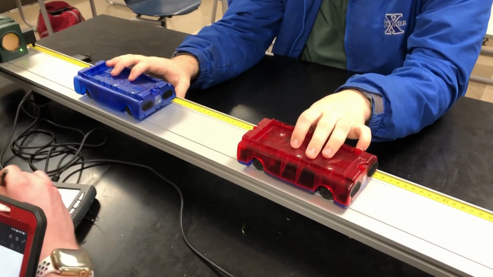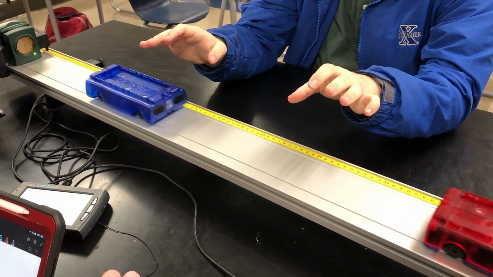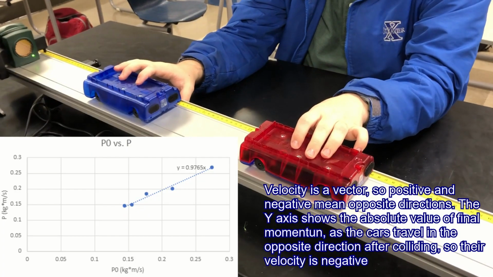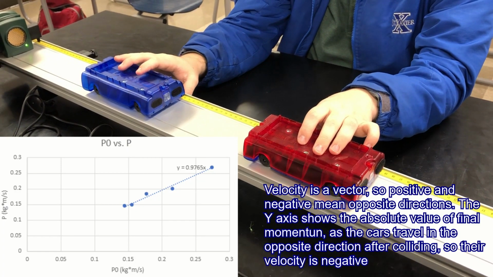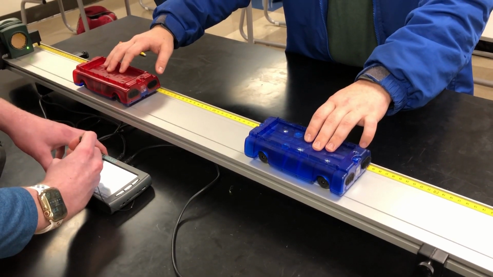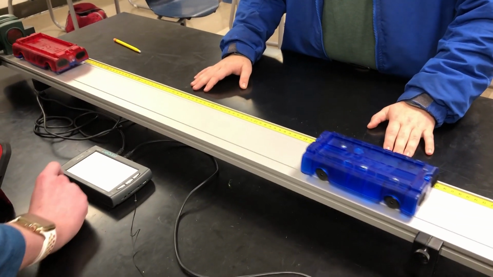The initial momentum of the entire system, which is the initial momentums of both carts added together, equals the final momentum of the system, which is supported by the slope of the graph being close to 1. This means that both variables, initial and final momentum, are equal to each other. Initial momentum is our independent variable here.